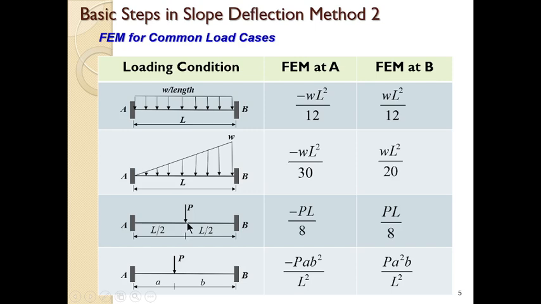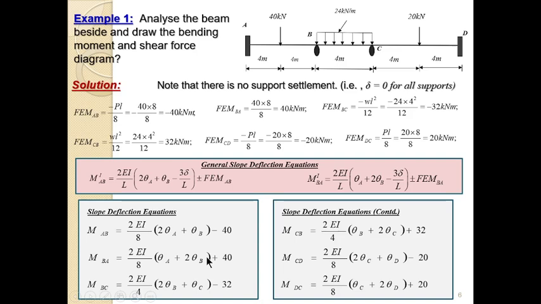When you have a point load acting at mid-span, you have this at the left support and this at the right support. When you have a point load that is not at mid-span, you have minus P times b a squared over L squared, and P a squared b over L squared. Take note of that. These are the fixed end moments.